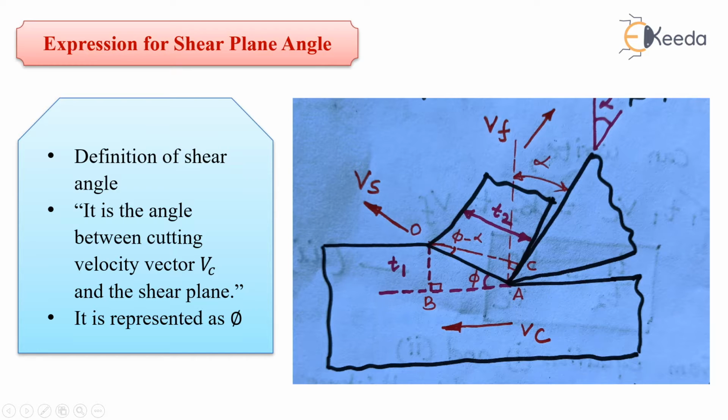So what is the definition of shear plane angle? The angle made between this shear plane and the cutting velocity vector VC is known as the shear plane angle phi. Very simple. So here the cutting velocity vector VC is going in this direction, and this OA is the shear plane. The angle made between these two is our shear plane angle.